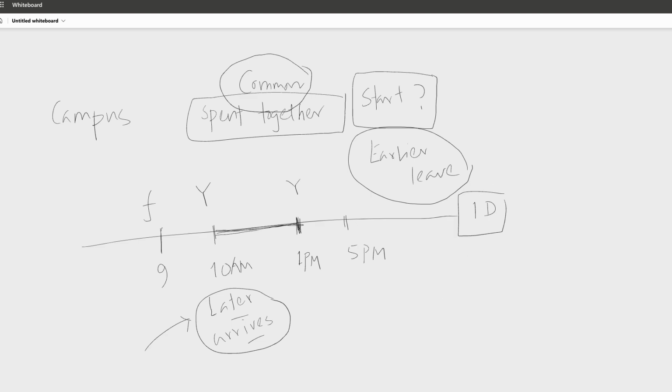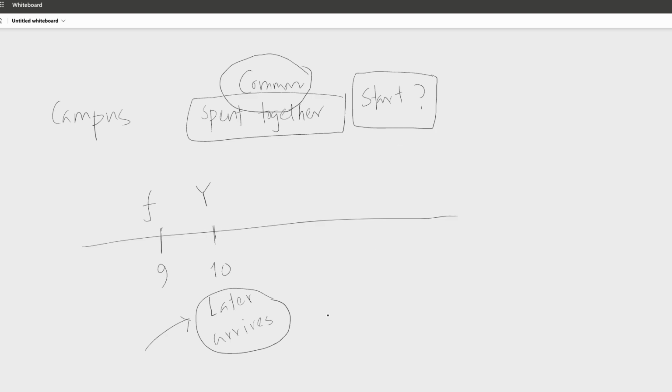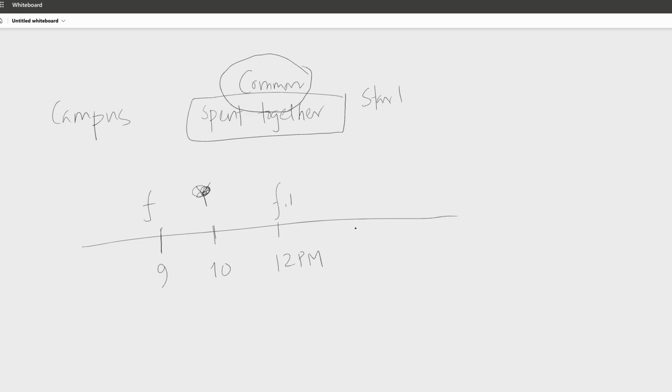What if it was disjoint? Your friend arrives at 9 o'clock and leaves at 12 p.m. And you arrive at 1 p.m. and you leave at 5 p.m. So there is no common area. This is your friend's portion, this is your portion.